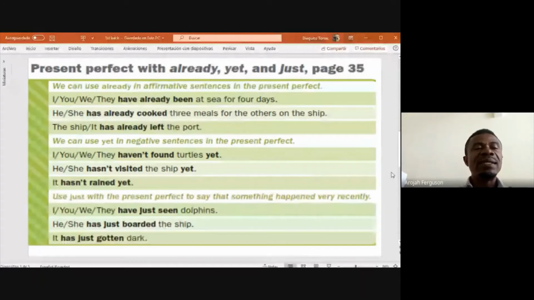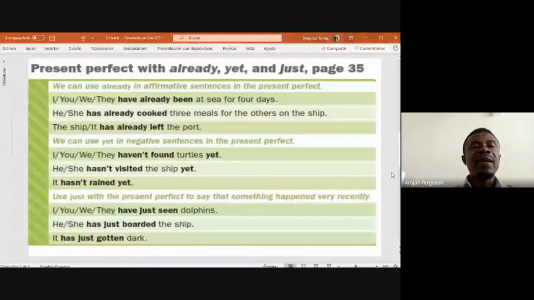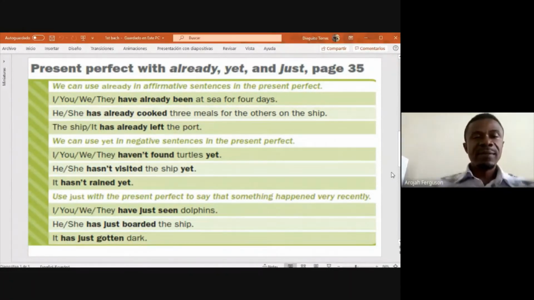Let's look at a few examples. I haven't found turtles yet. Or you haven't found turtles yet. In plural, we or they haven't found turtles yet. Good. Then we have another example, purely singular. He or she hasn't visited the ship yet.